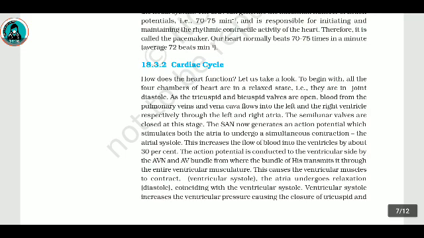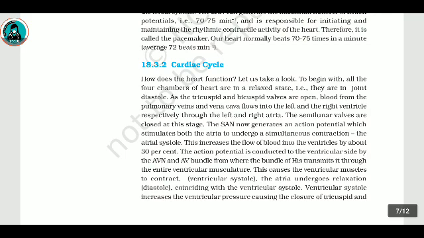The SAN now generates an action potential which stimulates both the atria to undergo a simultaneous contraction, the atrial systole. This increases the flow of blood into the ventricles by about 30%. The action potential is conducted to the ventricular side by the AV node and AV bundle, from where the bundle of His transmits it through the entire ventricular musculature.